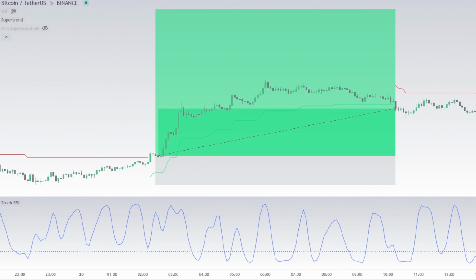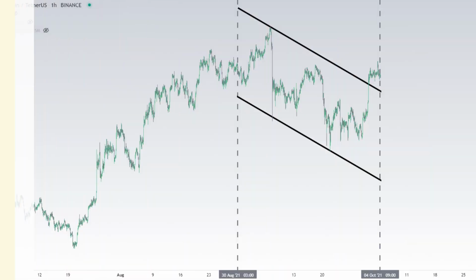Before I show you all the trades, let's just take a look at the bigger picture of what Bitcoin did in the last 6 weeks. This is the 1-hour chart, and this is the price action that our strategy is going to be dealing with. As you can see, the price has been moving in a downward channel for the past 6 weeks.